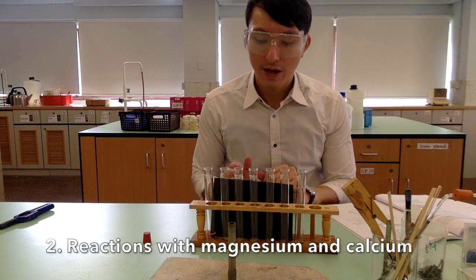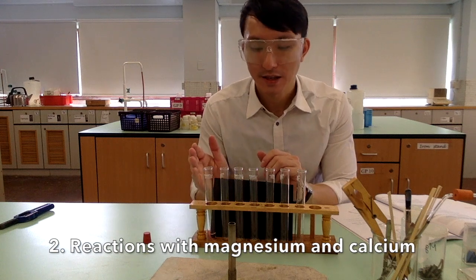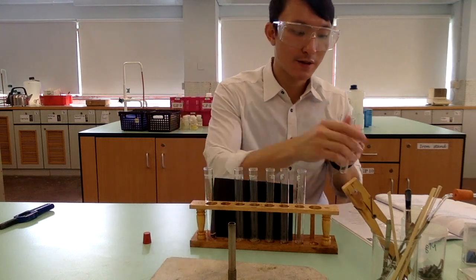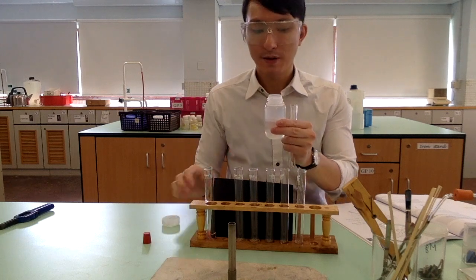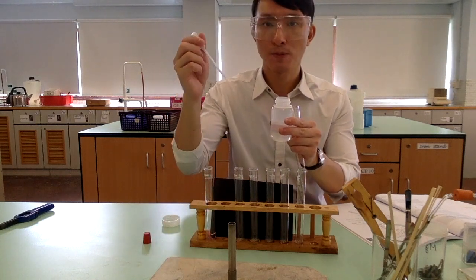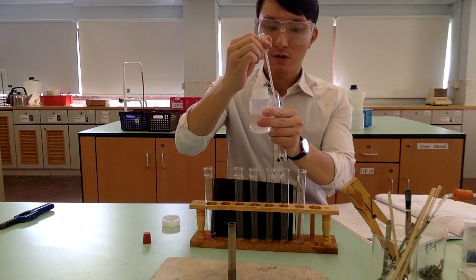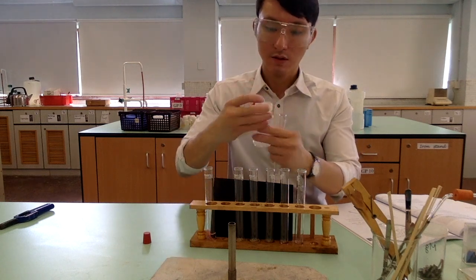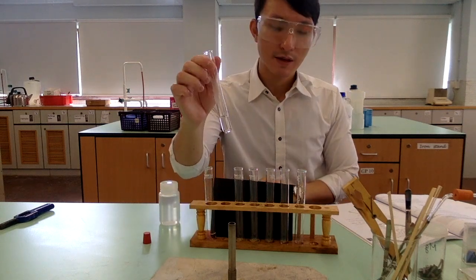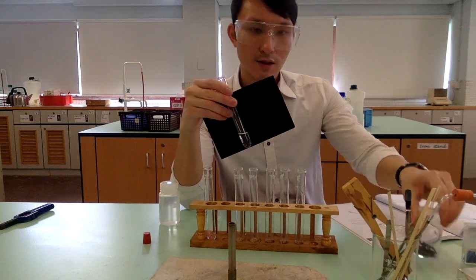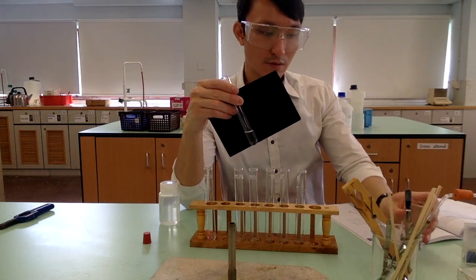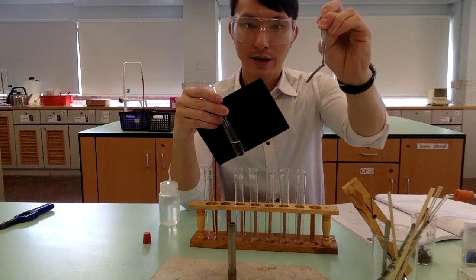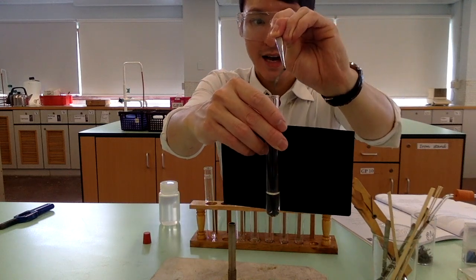Now, for the second reaction, we are going to look into the reaction between metal and acid. In this case, we are going to use magnesium and calcium. So, again, with the test tube here, I'm going to add around 3 cm cube. It doesn't have to be very precise, so I'm just going to add 2 pumps of acid. Okay, and then to that we are going to add magnesium. So we have a magnesium strip, okay, and we're just going to add it into the acid.